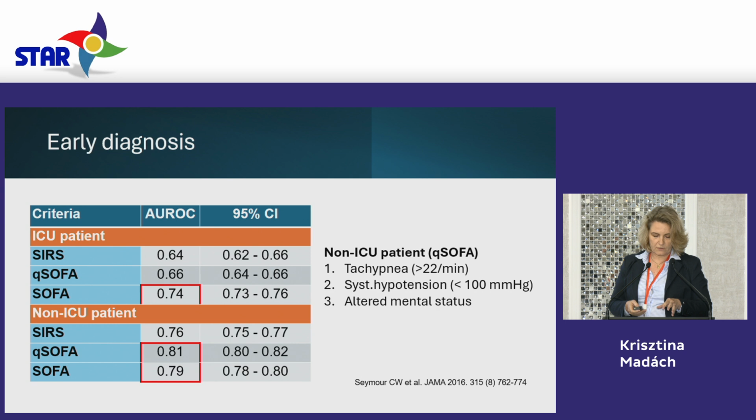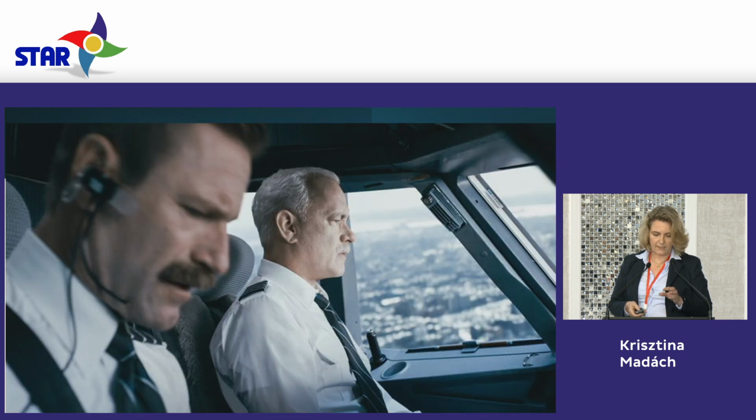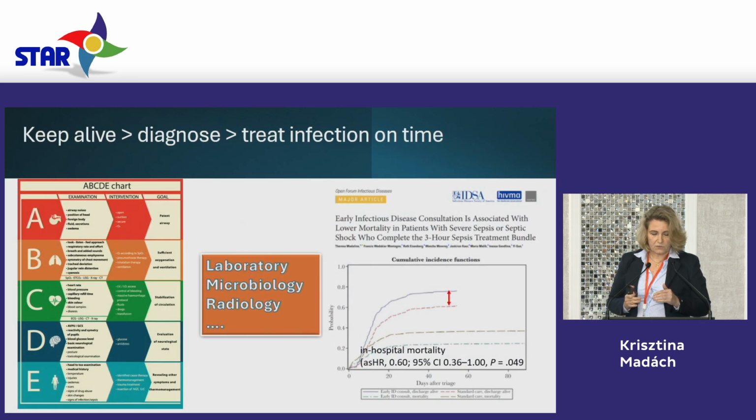So just checking patients who have tachypnea, systolic hypotension, and altered mental state for signs of infection is already a good beginning point. And when we can see that there is trouble, then we have to act very quickly according to a checklist. First of all, how to keep the patient alive, and for this, an ABCDE approach seems to be quite okay. So just like pilots, we go through ABCDE and stabilize the patient, and we win time for proper diagnostics.